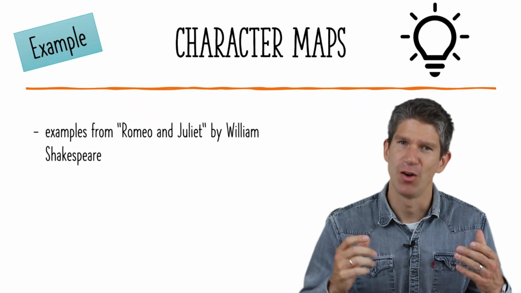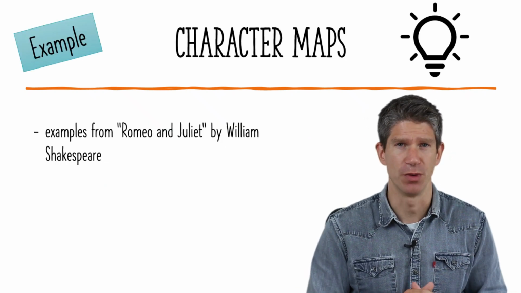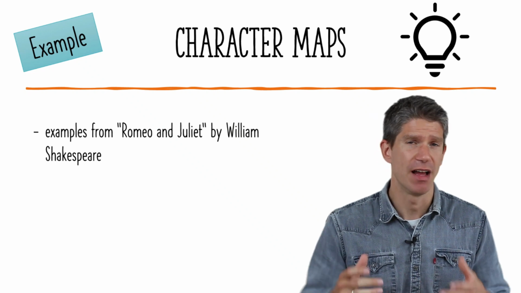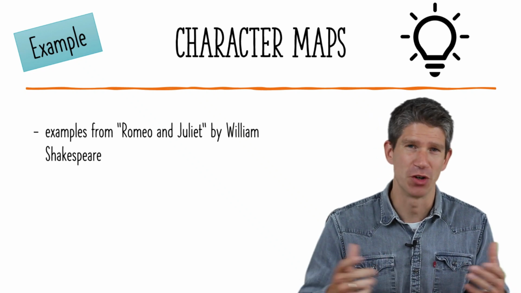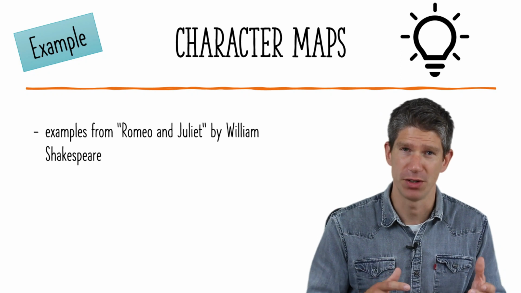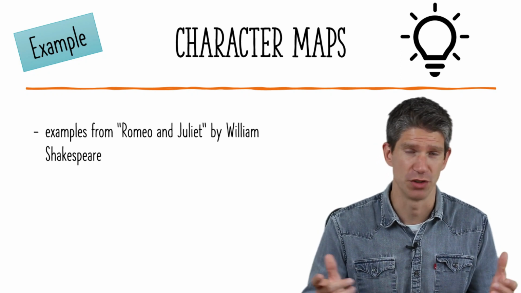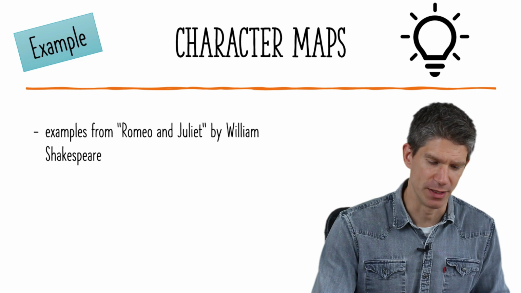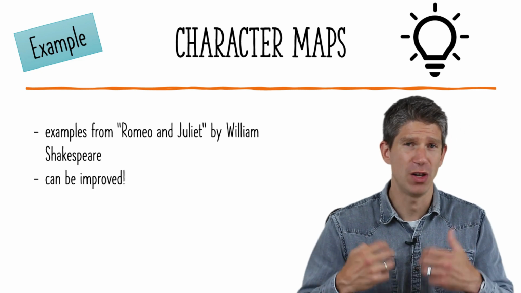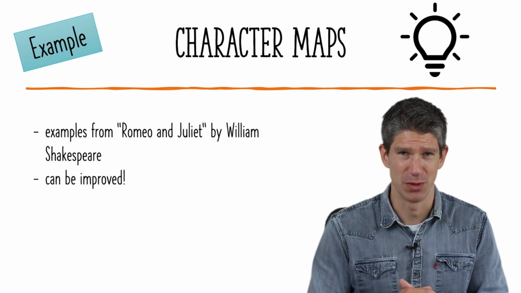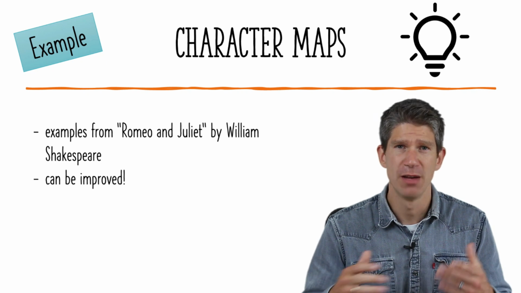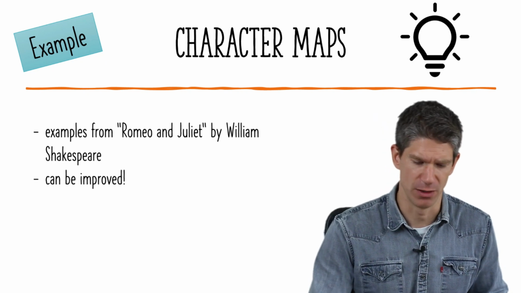Let's go. All the examples I'll show you are from Romeo and Juliet by William Shakespeare. I thought this would be a good idea because more or less everybody knows the plot or has even read the play or watched the film, so can relate to it. And these examples are not all ideal, so I wouldn't say that they're perfect in any way, but they show you what a character map can look like.